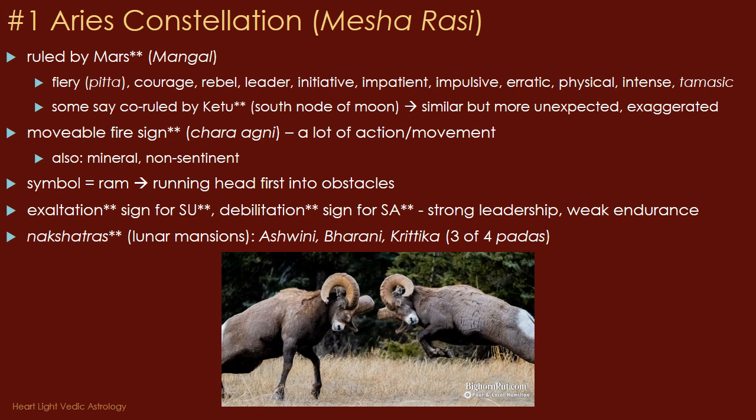Then the third nakshatra in Aries, or most of it, is Krittika. Each nakshatra is divided into 4 padas, and 3 out of 4, most of Krittika, is in Aries.